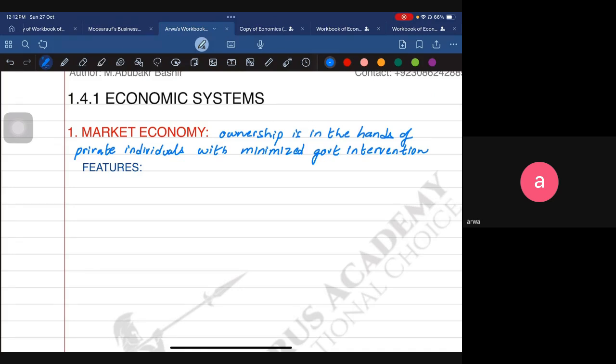and if they want to make a fortune, they can. They are allowed to do business and they can grow as much as they want, with very minimum government intervention in their work. So I'll just write down some of the features of the market economy.